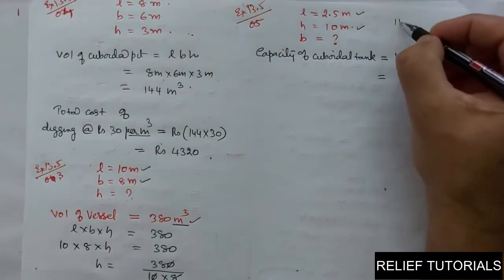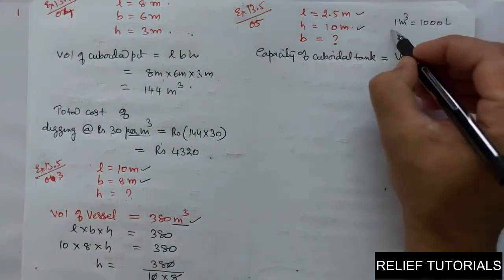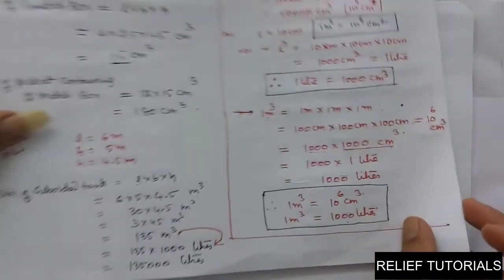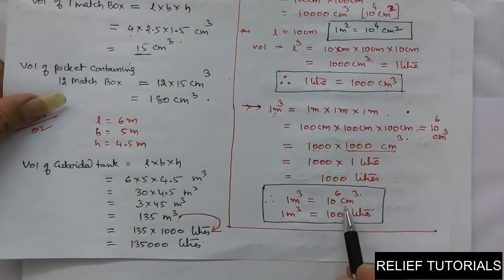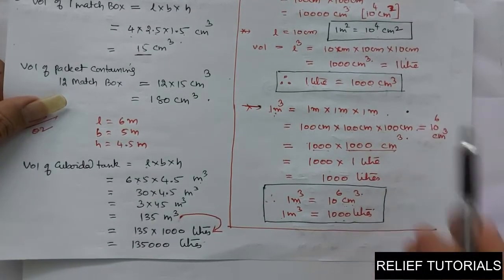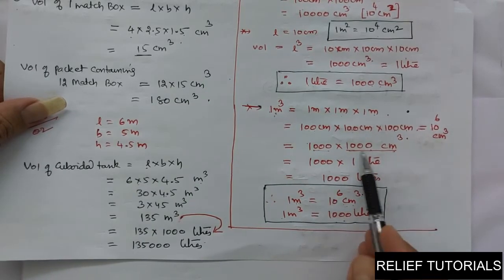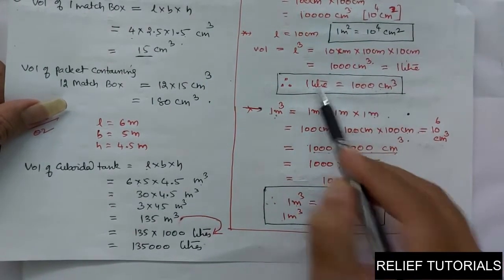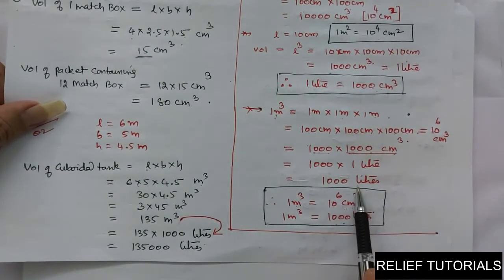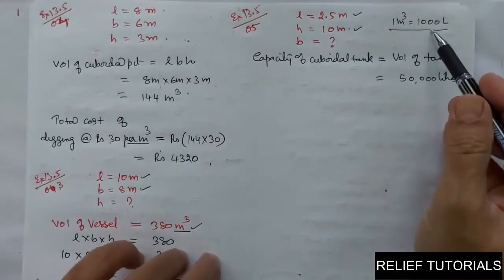You know that we have seen 1 meter cube is equal to 1000 liters. We saw this yesterday. I have explained the conversion. See here, 1 meter cube is equal to 10 raised to 6 centimeter cube: 1 meter, 1 meter, 1 meter, 100 each, 10 raised to 6. Here 1000 into 1000, total 6 zeros are there. 1000 centimeter cube is equal to 1 liter, so 1000 into 1 liter is 1000 liter. So 1 meter cube is equal to 1000 liter.